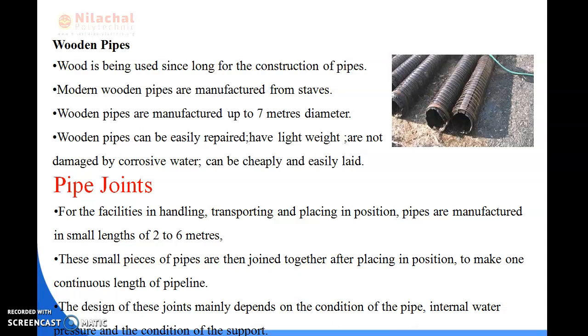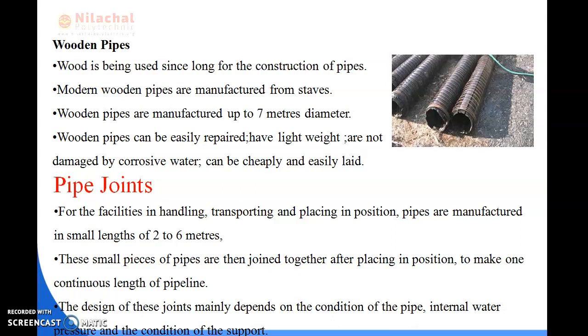The last one is wooden pipes. You can see here the images of wooden pipes. Wooden pipes have been used since long for the construction of pipes. Modern wooden pipes are manufactured from staves. They are manufactured up to 7 meter diameter. Wooden pipes can be easily repaired, have light weight, are not damaged by corrosive water, and can be cheaply and easily laid.